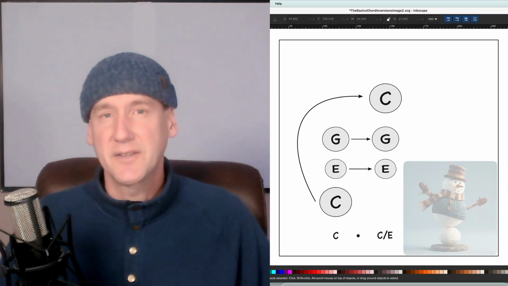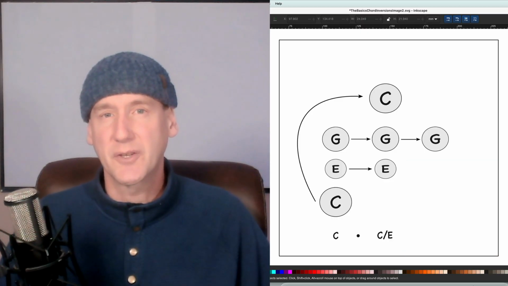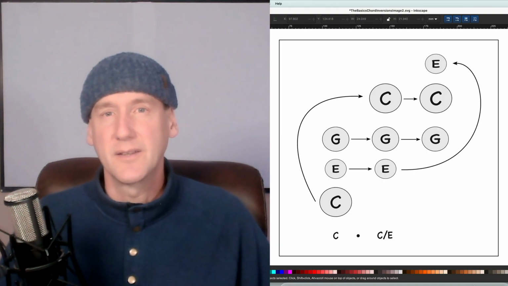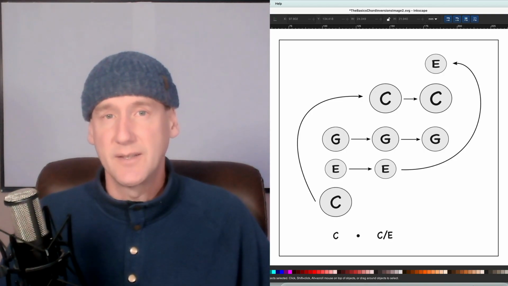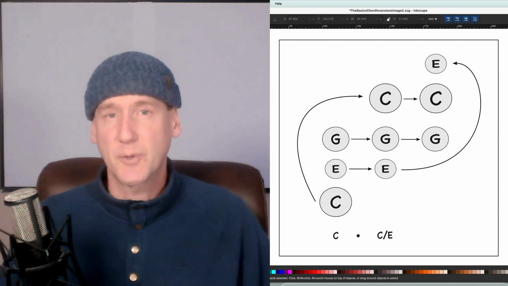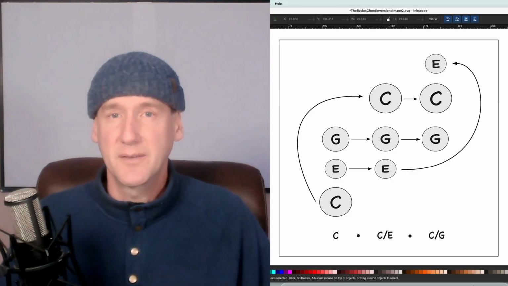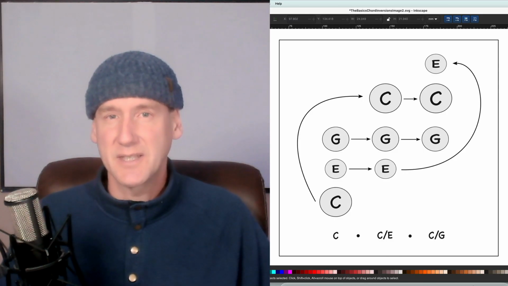Now, to make the second inversion, the fifth comes across. C also stays where it is. And we're going to take the third up top. And now the fifth, G, is our bass note. And because the rest of the chord is built on top of that, we'll call this C over G. And that's how you'll see inversions written on the chart.